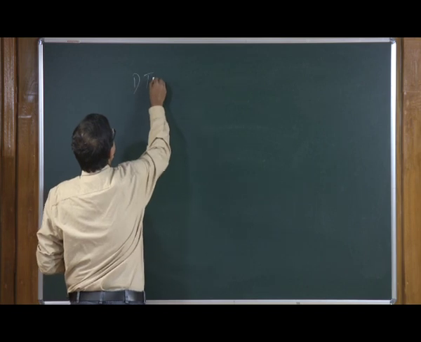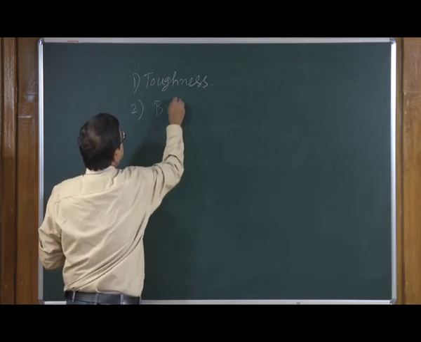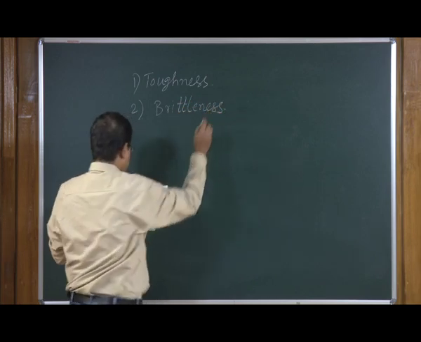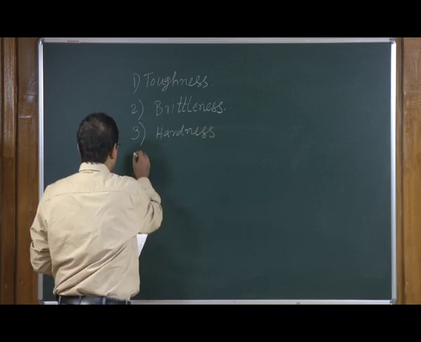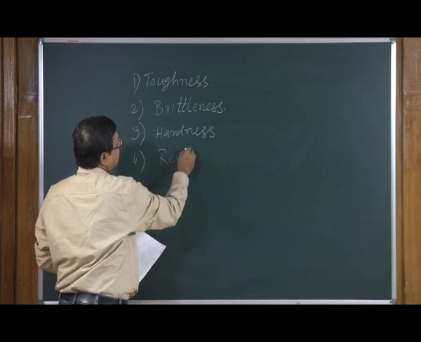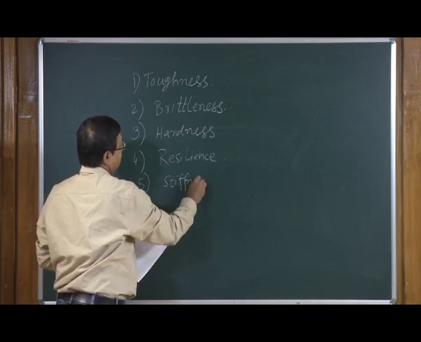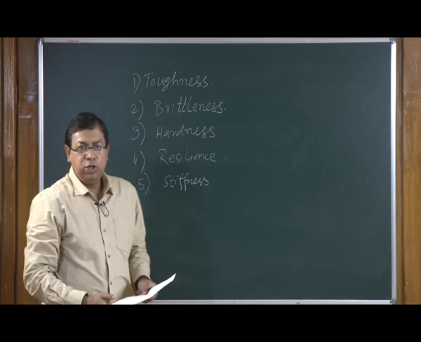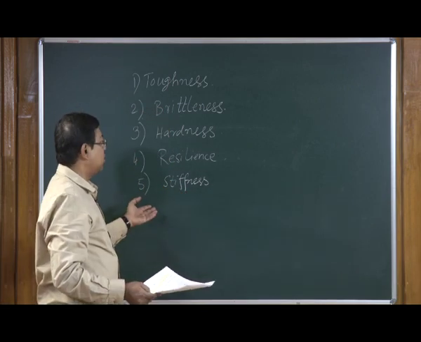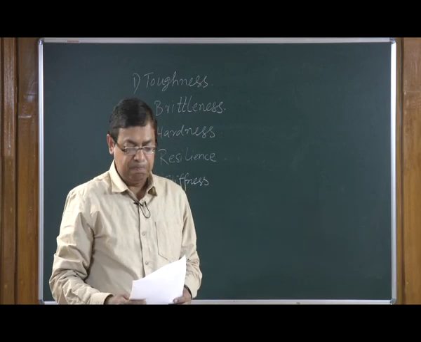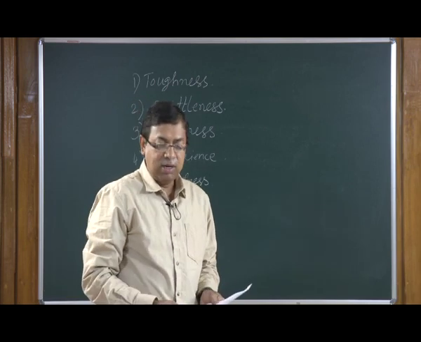One, it is called toughness, two, brittleness, three, hardness, four, say for example, resilience, and maybe five, stiffness. You may have heard these terms that appear on the board in the context of something else, and also in the context of properties of matter. Let's now try to give a formal definition to them so that you understand them better, and what they have got to do with the modulus of elasticity and so on.